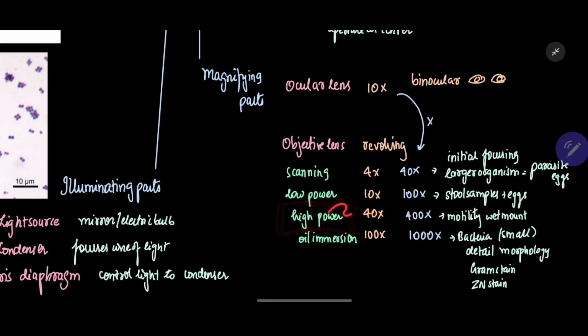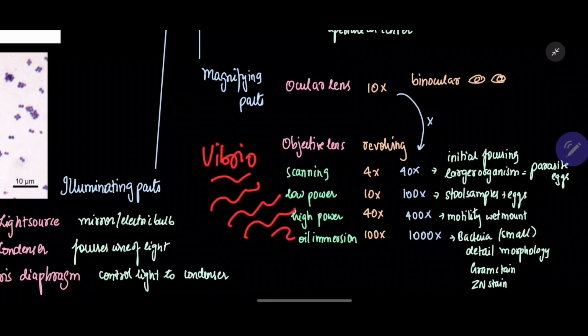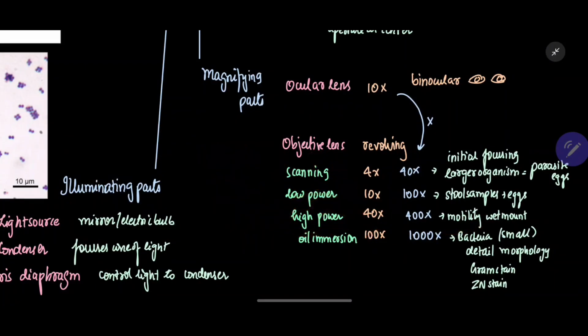So that means, let's say you have bacteria, like Vibrio cholerae. Vibrio has this motility. Vibrio is comma shaped, right? So if you are trying to look at the motility of the bacteria, you can look at it in the high power because this is even more focused, right?